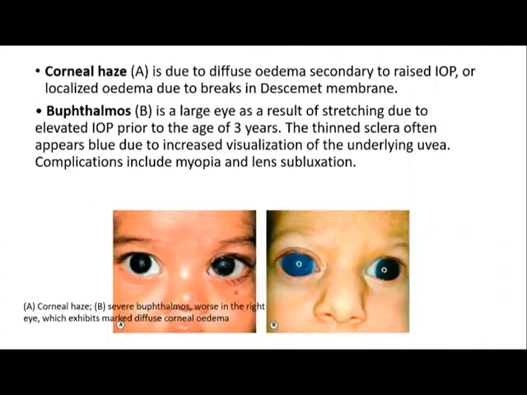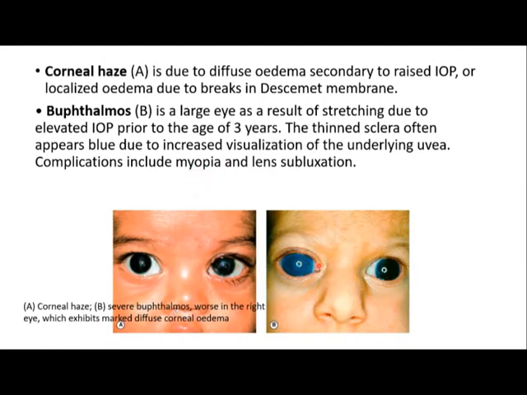Next is corneal haze. This is due to diffuse edema secondary to raised IOP, or localized edema due to breaks in Descemet's membrane. In this picture, we can clearly see this corneal haze in this eye, and in this eye also. Then buphthalmos, a large eye as a result of stretching due to elevated IOP prior to the age of 3 years. The thinned sclera often appears blue due to increased vascularization of the underlying uvea. Complications can occur, which include myopia and lens subluxation.